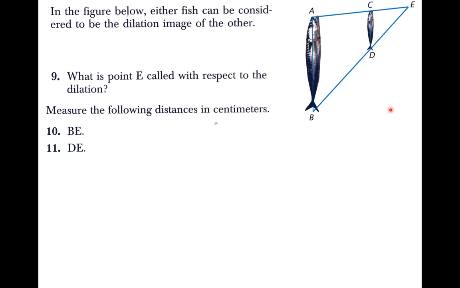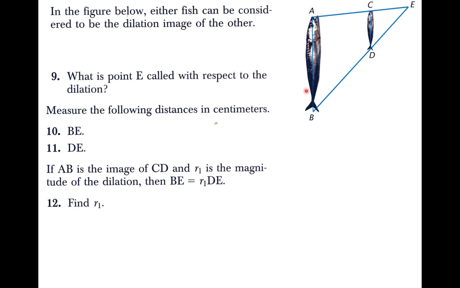Measure the distances right in your book. Measure them out in centimeters. So I want you to measure BE and DE. If AB is the image of CD, CD is the original, and R1 is the magnitude, then BE, this fish, is something times DE. That something is R1, and that's the magnitude. So you could figure that out using your measurements on 10 and 11.